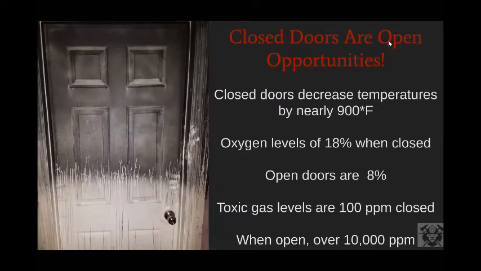Closed doors are open opportunities, right? I truly believe this. There's a lot, like I said, teaching on this. There's some levels there. Just look at the oxygen percentage when the door's closed. 18%. Well, 21% is like our normal breathable air. 18% when the door's closed, I think that's pretty good. We can manage that, right? But as soon as we open it, that goes all the way to 8%. That can't support life, right? And if you're breathing, you won't be breathing for very long. So even looking at the toxic gas levels, we just talked about exposure duration and its relation to time. 100 parts per million when the door's closed, 10,000 parts per million when it's open. Those are huge numbers. That's a big change. So if you go to the next slide, Jordan.